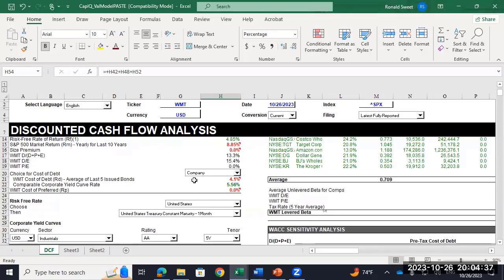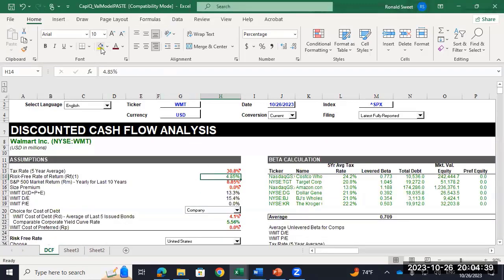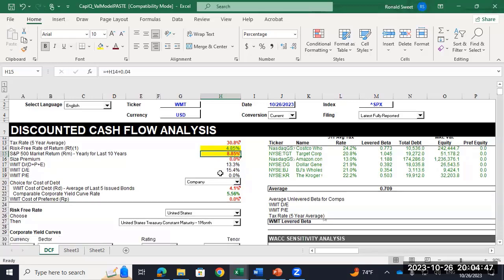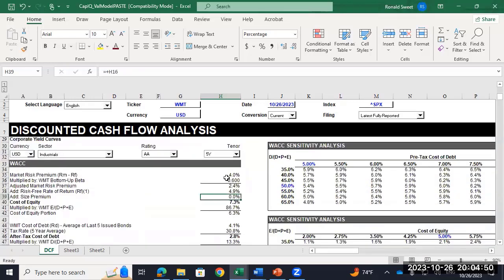So you don't have to change much. So what did we change? We changed the discount rate. We changed the market risk premium by adding that to the discount rate. And I changed the beta. I'm not doing anything with debt. I don't recommend you do anything with debt. Just leave that as is.